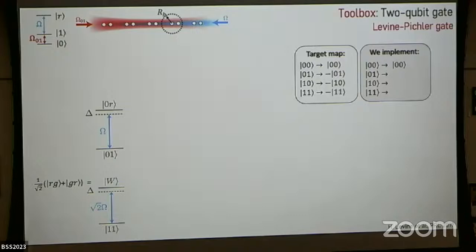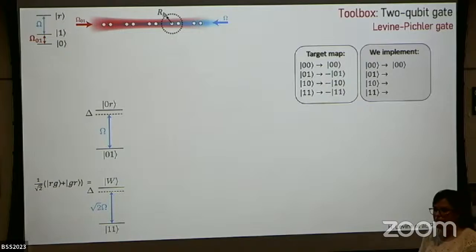So here we have two two-level systems. One is the 0-1 state that is coupled to 0R, or the 1-0 state that is coupled to R0. And the other one is the 1-1 state coupled to this entangled state W. So the tricky thing here is that you have two-level systems that have different Rabi frequencies, but you want them to do exactly the same thing. So this is the challenge in this kind of protocol where you have global coupling.